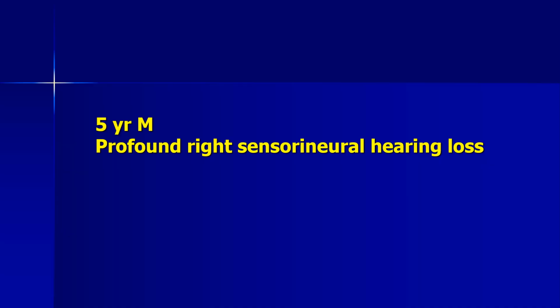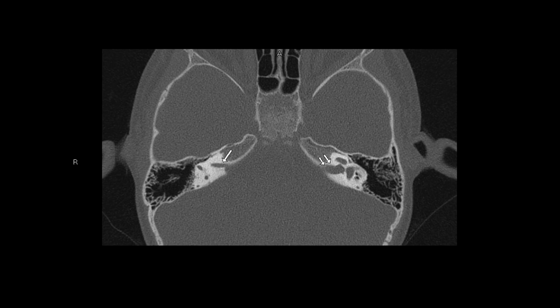Our next case is a 5-year-old boy presented with profound right-sided sensorineural hearing loss. So again, we will be suspicious of congenital anomaly, so non-contrast CT was performed. This is the axial CT image of this patient. The arrows are pointing towards the internal auditory canal. In the left temporal bone, this is the normal size of the internal auditory canal. However, if you notice on the right side, the size of the internal auditory canal is much smaller, which is abnormal.